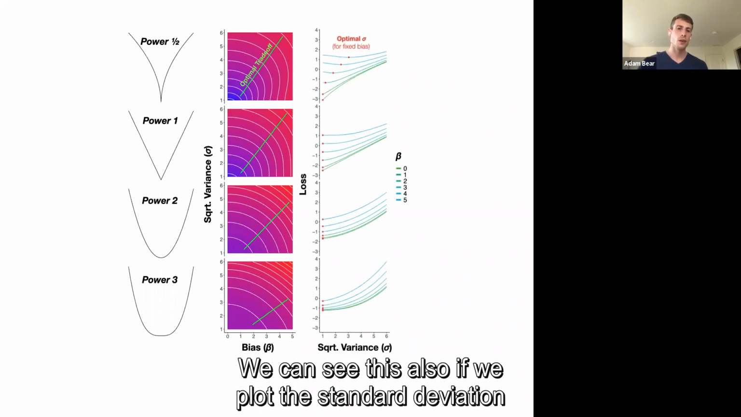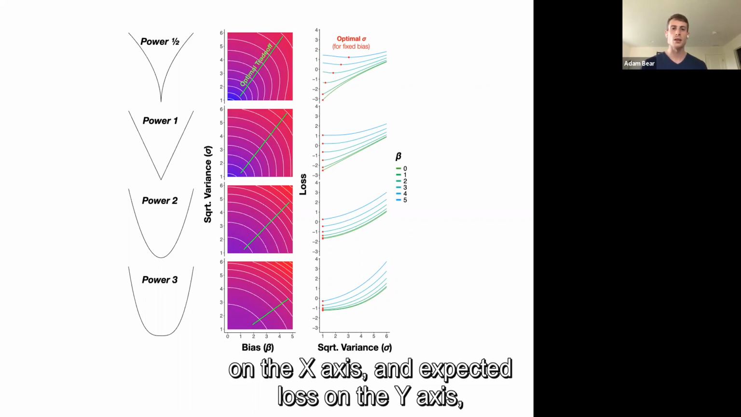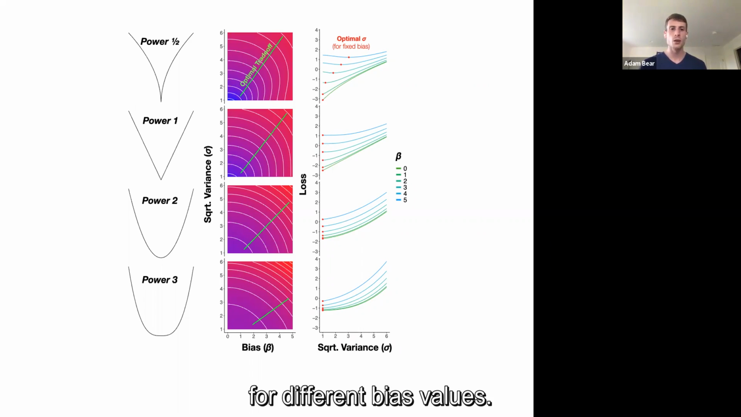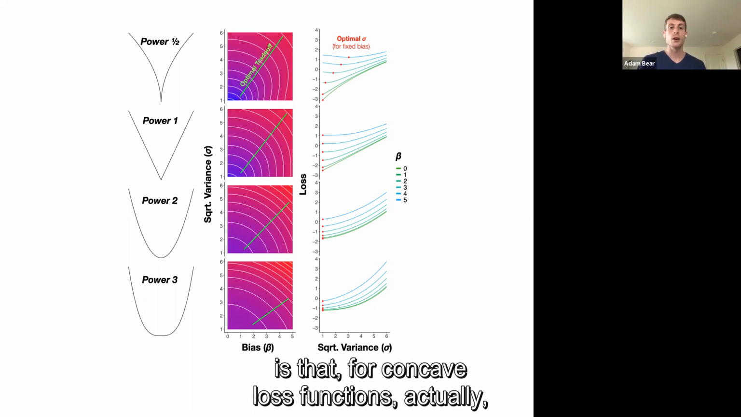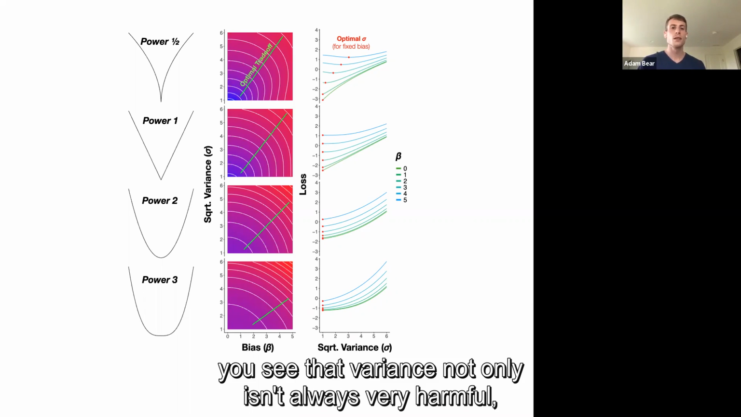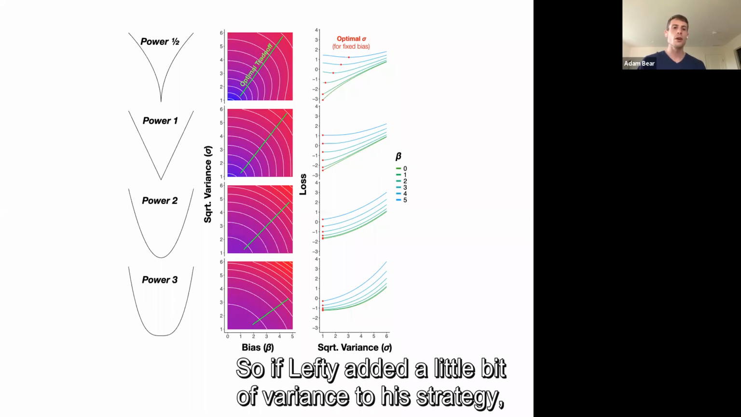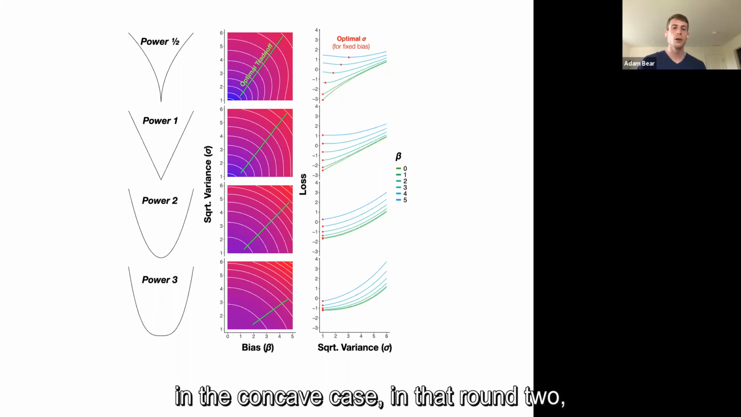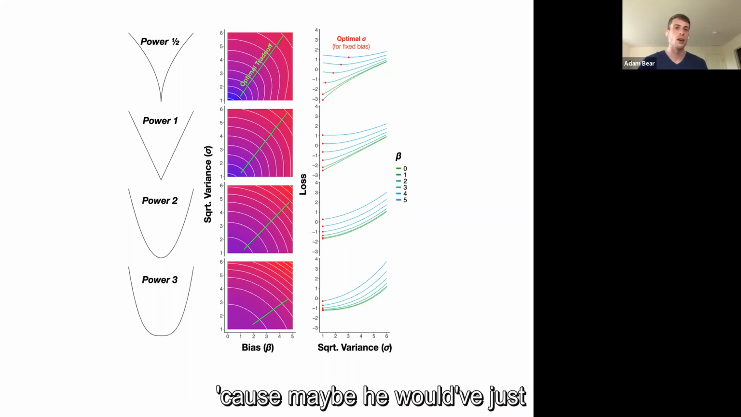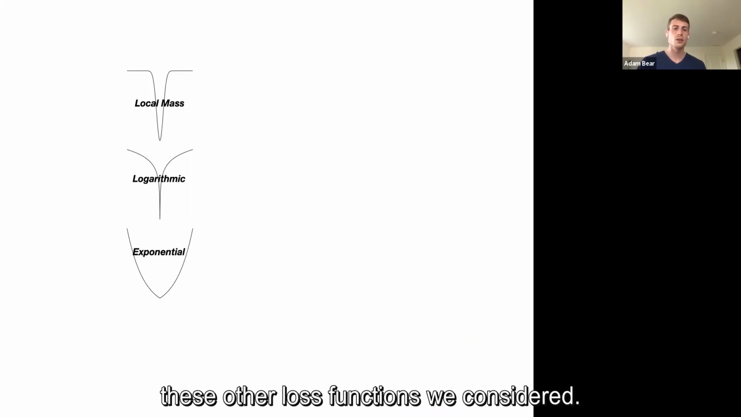We can see this also if we plot the standard deviation on the x-axis and expected loss on the y-axis for different bias values. An interesting feature of this, which has been pointed out in earlier literature, is that for concave loss functions, like the one on top, variance not only isn't always very harmful, but actually can be helpful if your bias is large. So if Lefty added a little bit of variance to his strategy in the concave case in round 2, he actually would have performed better, because maybe he would have inadvertently hit the bullseye. That's the idea. I'll show you briefly these other loss functions we considered.